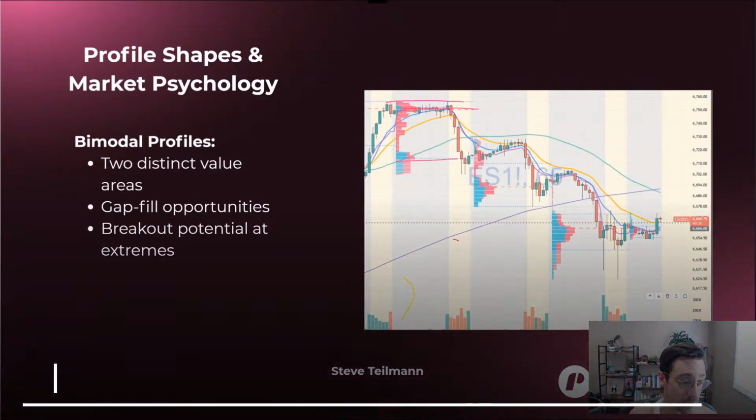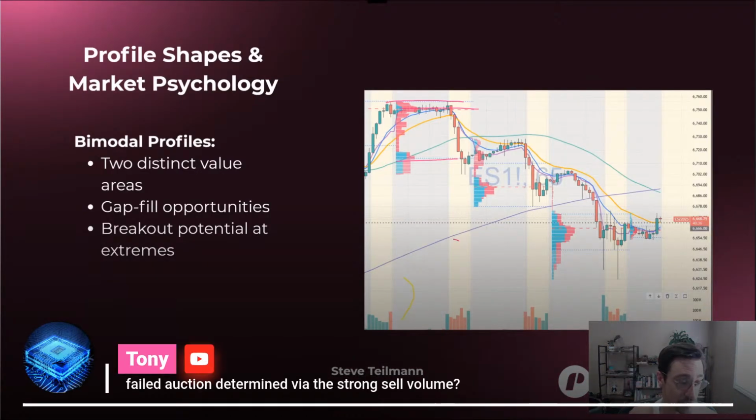All right. Tony, failed auction determined via strong sell volume. Yes, correct. So a failed auction is when price revisits a key level that was very important, usually on the previous day or on a previous week, something like that. Any notable price level that gets revisited and is sharply rejected, where there are sellers, it's an imbalance of sellers coming down to it, and then they find a large demand zone where the sellers get rapidly outpaced, buyers step in ferociously and say, no, no, no, we're not doing this. You thought, I know, but no. So it's that kind of thing.